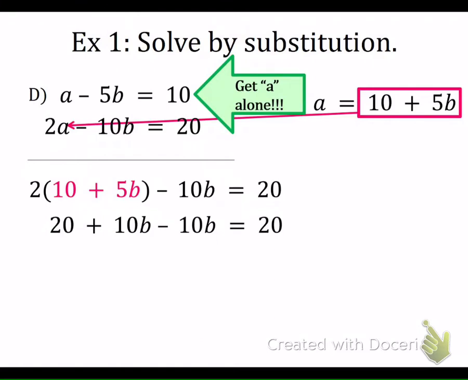What is 10b minus 10b? Equals 20 all real numbers. So 20 equals 20. Is that true? Yeah. It is true. When you get something that's true, think back to what this graph would look like. What would the graph look like?